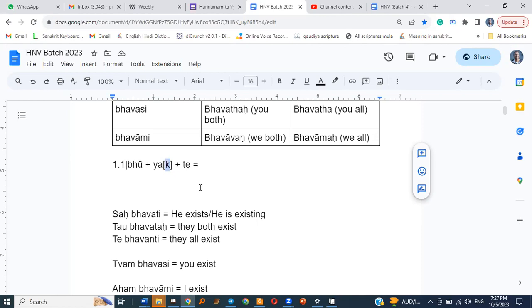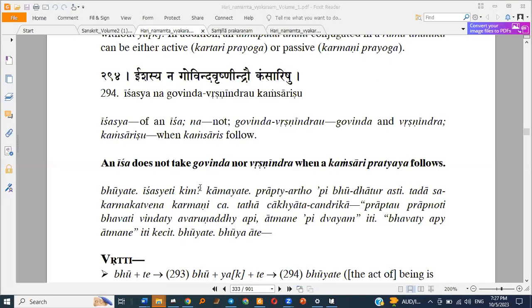Any pratyaya which has either Ka or Nga as the indicative letter would be considered a Kngit pratyaya. So this Yak is Kngit. Now the next sutra says, Ishasya Guna Vriddhi Kngiti. What's an Ik? So the vowels i, u, ri, lri, all these eight letters are Ik. So an Ik does not take Guna nor Vriddhi when a Kngit Pratyaya follows.